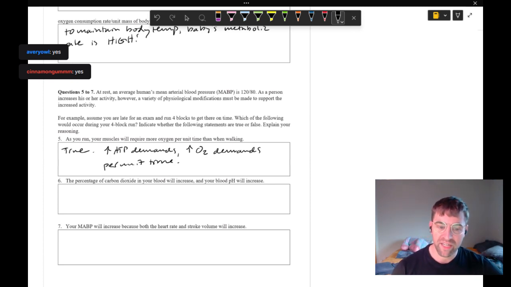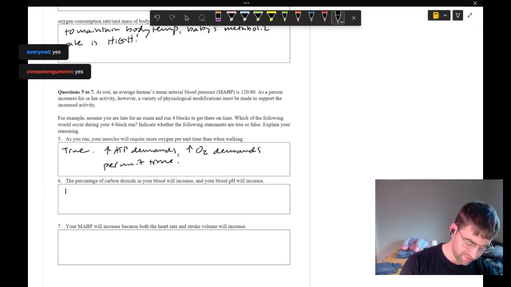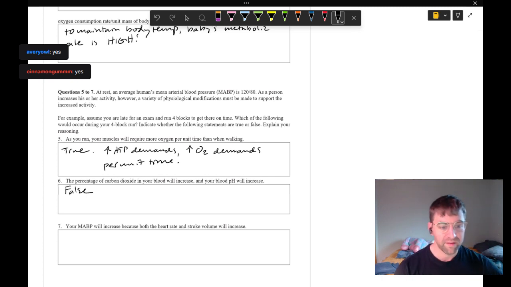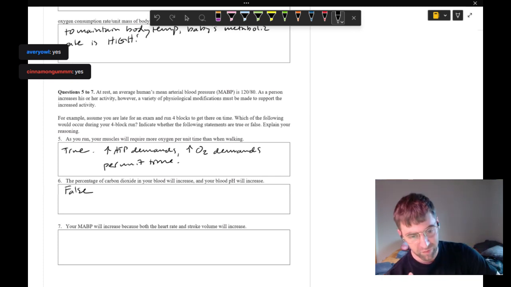The percentage of carbon dioxide in your blood will increase and your blood pH will increase. This is false. It is true that there will be higher levels of CO2 in the blood.